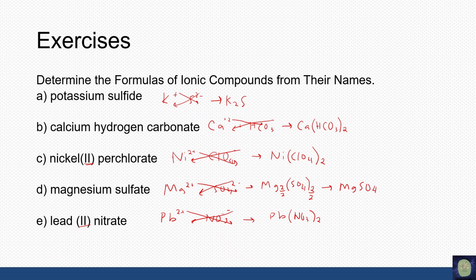Okay? As you would notice, formula and name go hand in hand with each other, and both start with determining the ions. So that's why I told you in the beginning that you need to familiarize yourselves with the cations and anions, because if you do not memorize them, naming and writing the formula would be difficult.